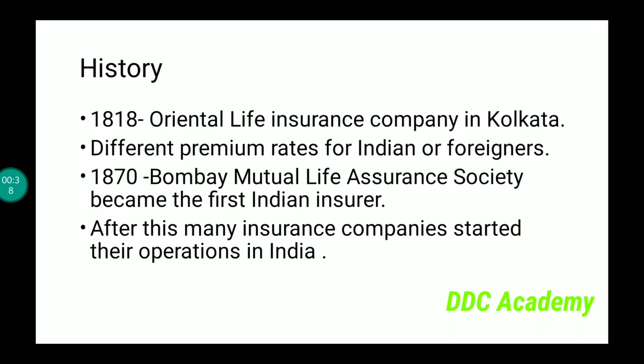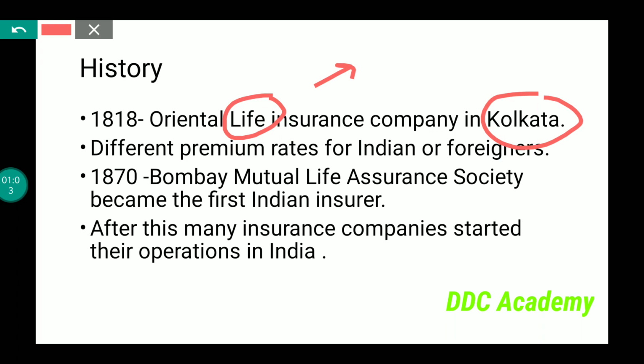The first insurance company in India started way back in 1818. The name of the first insurance company is Oriental Life Insurance Company. It was started in Kolkata. So you have to remember the name of the first insurance company in India. Also remember the first insurance company is a life insurance company. So it started in 1818.